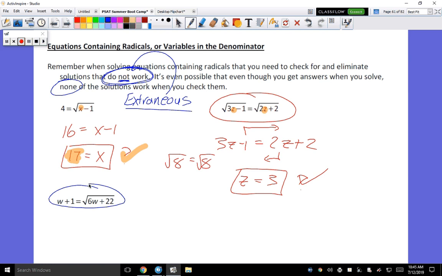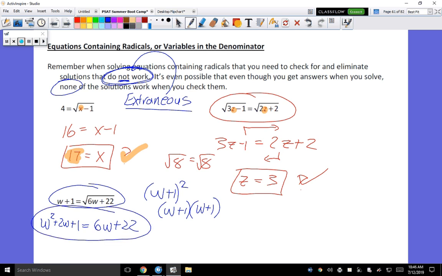Last problem. What do I do to both sides? Square it. Can someone tell me, if I square the left side, what do I get? You have to do w plus 1 squared in parentheses. What was the M word that we used this week? Multiplicity. So this is actually a foiling or distribution of this. So I get w squared plus 2w plus 1. Is this quadratic now? Yeah.